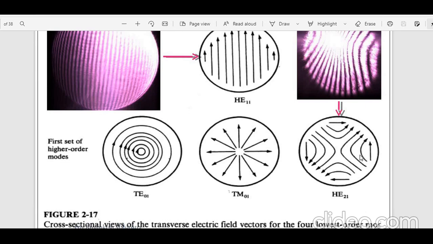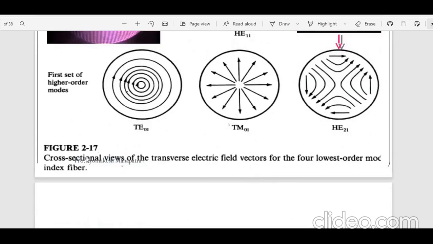So when will we get this pattern? When we have HE21. These are the wave diagrams. You should draw them and you should know the patterns. This is a cross-sectional view of transverse electric field vectors for four lower order modes of a step index fiber.